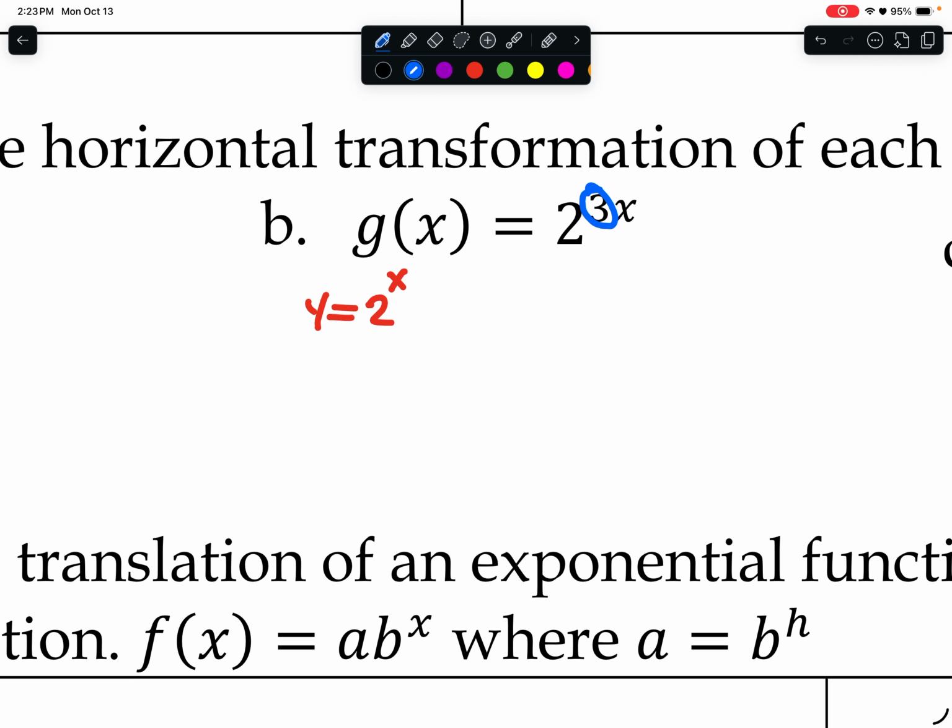So when I look over here, we have g of x equals 2 raised to the 3x. This is going to be a horizontal dilation of 1/3. So remember, with those horizontal dilations, you got to flip it.